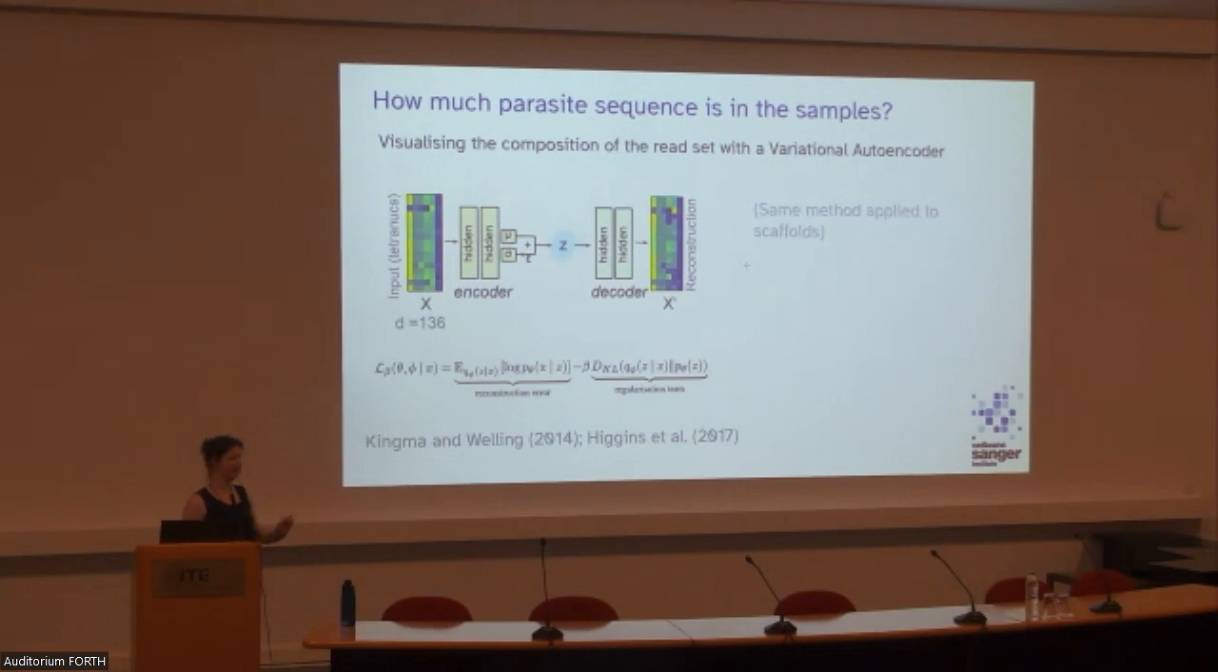So the inputs, you've got a summary of the sequence composition in the form of tetranucleotide counts. Those go into an encoder network, and that projects the sequences down into a two-dimensional space. And the latent variable Z is a sample from a normal distribution based on some parameters that are given by the encoder. Z then goes into the decoder, which attempts to reconstruct the initial inputs as well as it can.